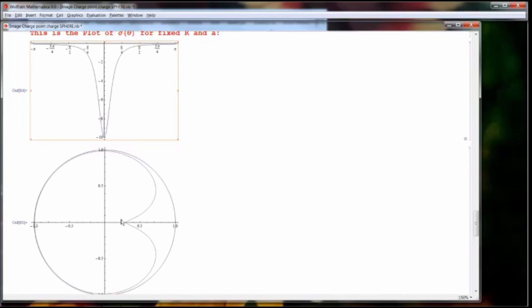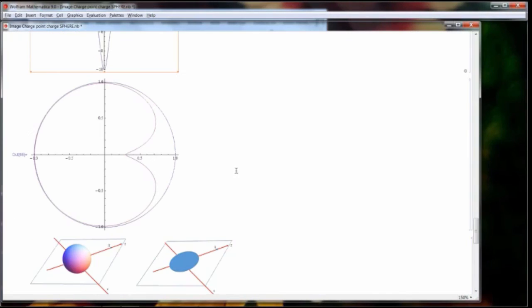And of course, where the charge is, you have lots of negative charge. So I think this is a good way to look at how the charge distributes itself on the sphere if you put a positive charge out here. Okay, so again, I just want to repeat. You take this charge density and you rotate it about this axis, and that'll give you a three-dimensional plot of the charge density. This plot here is in the plane of the x and z axis.